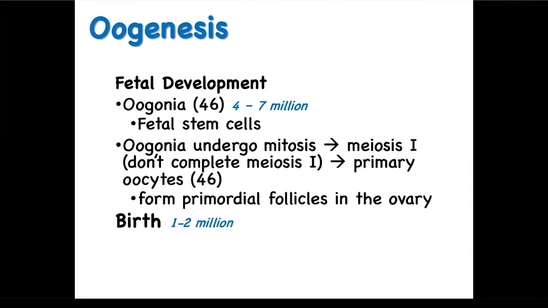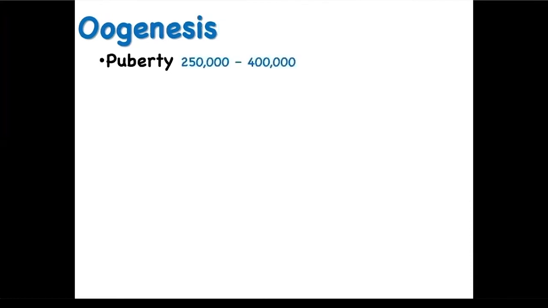The other oocytes have degenerated in a process called atresia. Atresia continues throughout a female's life. By puberty, due to atresia, only 250,000 to 400,000 primary oocytes located within the primordial follicles remain. These primordial follicles can be found in the cortex adjacent to the tunica albuginea.